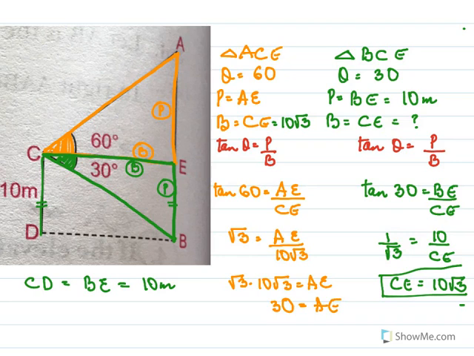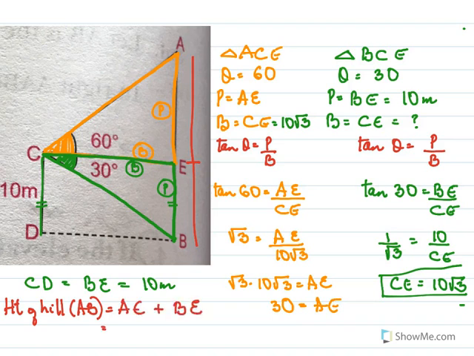Now we have to find the height. We need to find the height of the hill. So the height of the hill is AE plus BE. So height of the hill, which is AB, is made up of two parts, AE plus BE. So AE is 30 and BE we saw was 10. So the height of the hill is 40 meters.